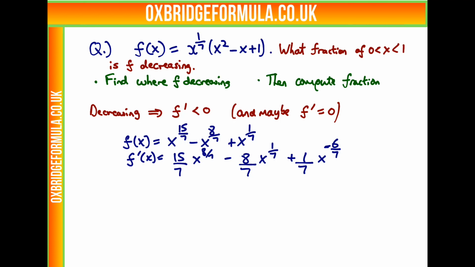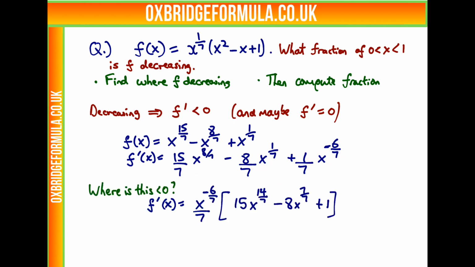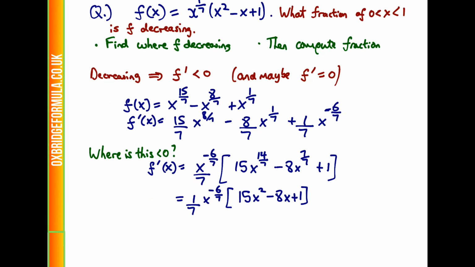Well, we know that this is the lowest power of x that we have. So let's bring this outside and factor it out of each term. And we also have a common denominator of a 7th. So this is equal to x to the power of minus 6 over 7, over 7, all multiplied by 15 times x to the 14 over 7, minus 8x to the 7 over 7, plus 1. Okay, how might we simplify this? We note that 14 over 7 is 2, and 7 over 7 is 1. So we get exactly 15x squared minus 8x plus 1.